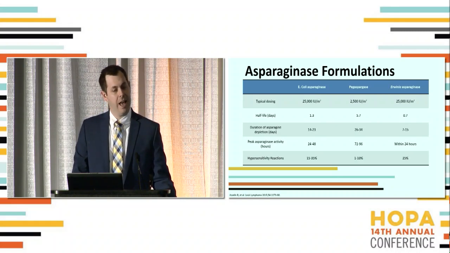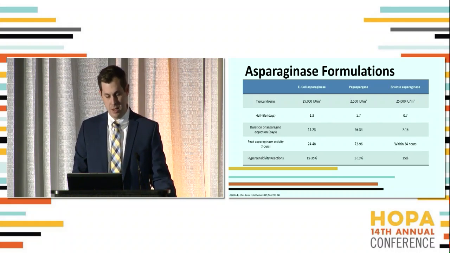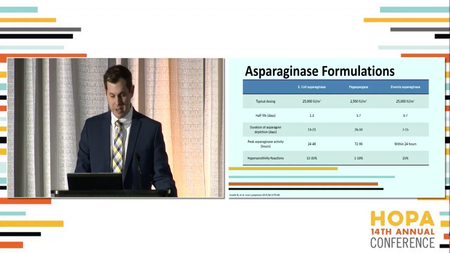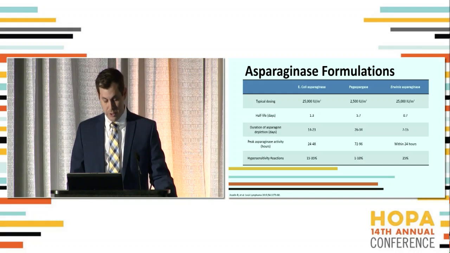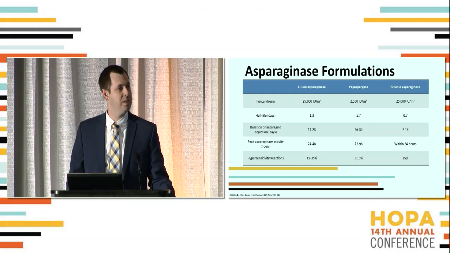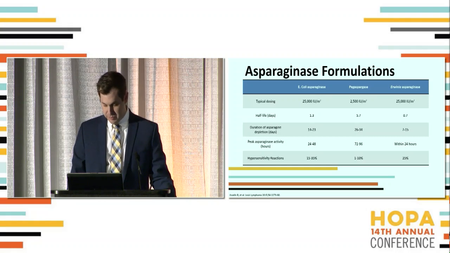When you look at the last column, Erwinia asparaginase, this is our most recent product that's FDA approved. Typical dosing is 25,000 international units per meter squared. And you can see, again, you're back to that short half-life, less than a day. So unfortunately, when patients don't tolerate PEG asparaginase, you have to switch to Erwinia asparaginase, and it does take 6 doses to replace 1 dose of PEG asparaginase.